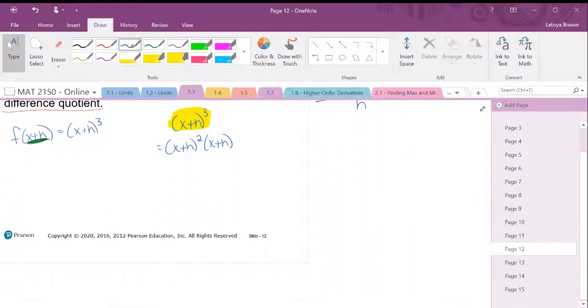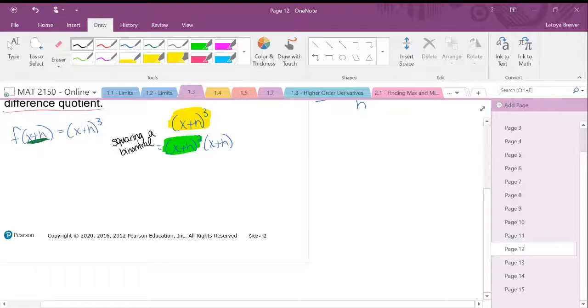So this right here that I'm highlighting in green, that is what we call a difference. Let me erase this. What I am doing there is I am squaring a binomial. Now, there's a pattern for when you square a binomial.